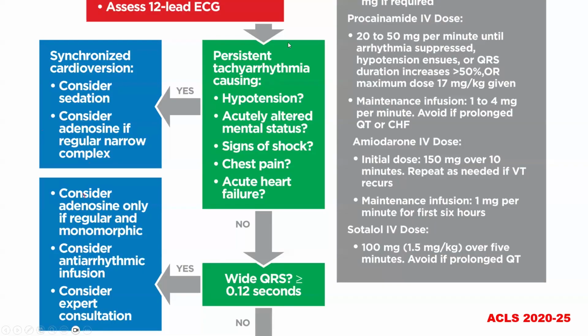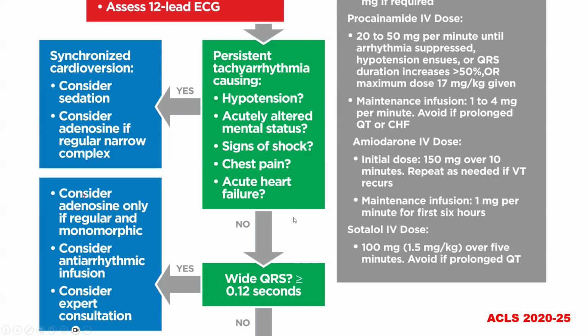When there is a persistent tachyarrhythmia causing symptoms, such as hypotension, altered mental status, signs of shock, chest pain, or acute heart failure, consider cardioversion. When you do a cardioversion, consider sedation, and consider adenosine if regular narrow complex tachycardia is present.